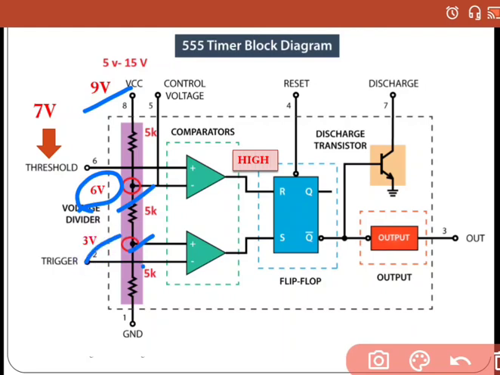Now consider just this comparator, and we are putting 7 volts in the threshold pin. So what is going to happen here? The 7 volts is greater than 6 volts, so the non-inverting input terminal voltage is greater than the inverting input terminal voltage. The V plus voltage is greater than the V minus voltage. So the comparator output will be high, that means positive saturation.